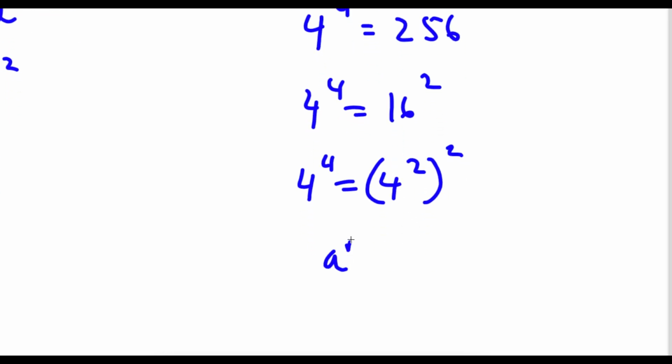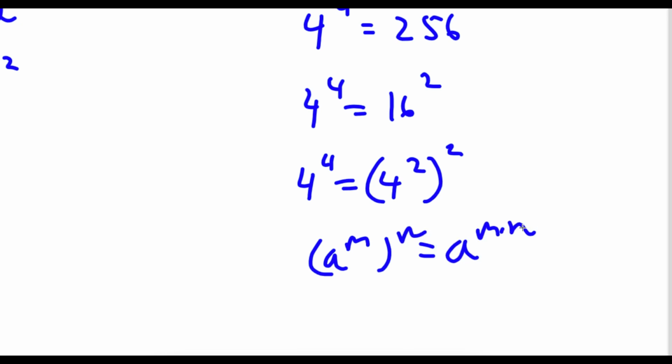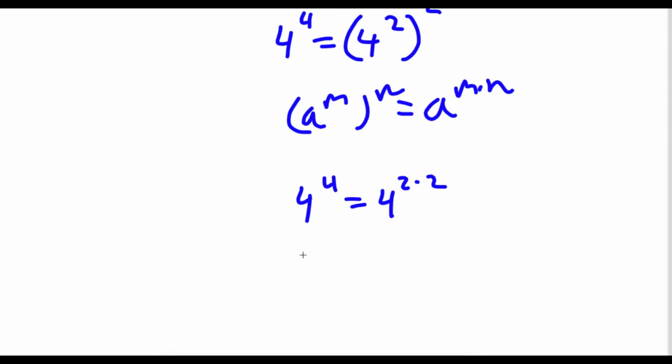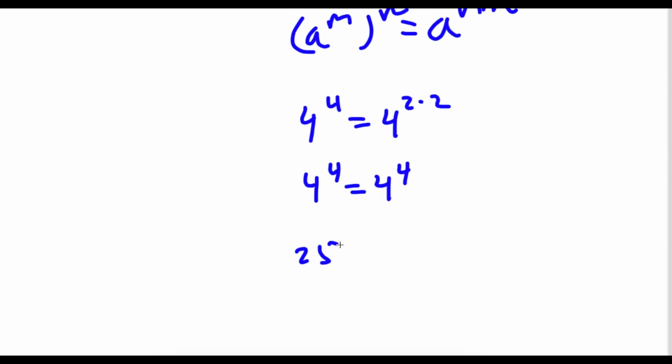And now if I have something in the form a to the power of m to the power of n, this is equal to a to the power of m times n. So 4 to the power of 2 to the power of 2 is going to equal 4 to the power of 2 times 2, which is equal to 4 to the power of 4. And 4 to the power of 4 is 256, so I have 256 is equal to 256.